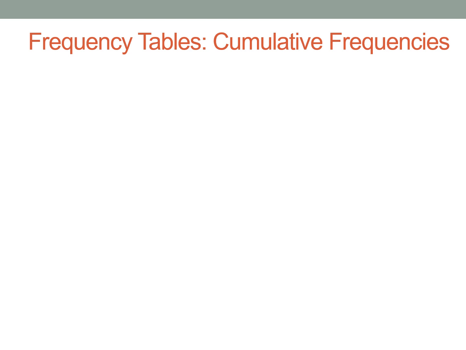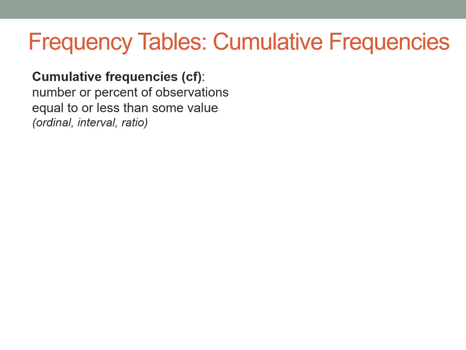Another component that we can add to frequency tables to help take more away from them is something called a cumulative frequency. And a cumulative frequency tells us the number or percent of observations that are equal to or less than some value. We can calculate them for any variables for which we can put the values in order from least to most. But as we'll see, they're more useful for some variables than others.